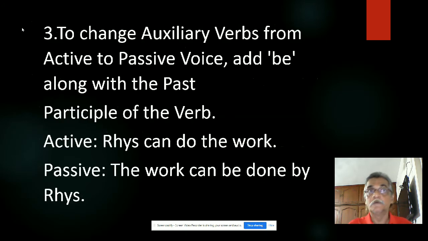The third rule: to change auxiliary verbs from active to passive, we have to add be along with the past participle of the verb. Reese can do the work. In the passive form, it becomes the work can be done by Reese. Now notice the be added over there and done being the past participle of the verb do.